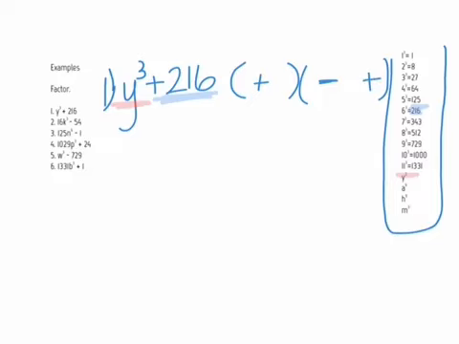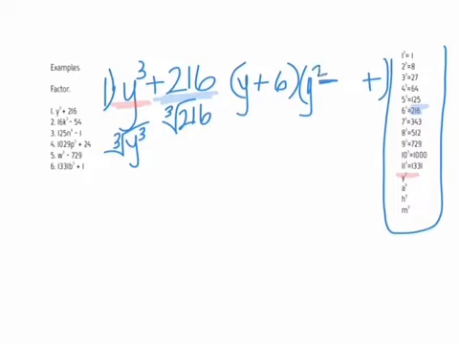Now, to find what goes in each term, I will take the cube root first of y cubed. The cube root of y cubed is y. I'll take the cube root of 216. And over here on the right, 216 is 6 cubed. So the cube root of 216 is 6. Then to find what goes here, I square this. So if I square y, that would be y squared.